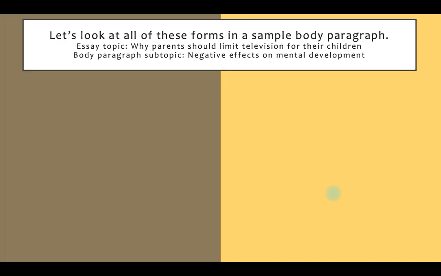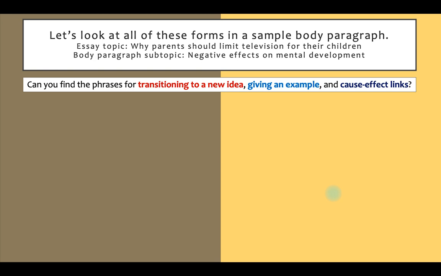So let's look at all of these forms in a sample body paragraph. And we're going to look at a topic about why parents should limit television for their children. And the body paragraph subtopic is about its negative effects on mental development. While we read through the paragraph, see if you can find the phrases for transitioning to a new idea, for giving an example, and of course, as always, our cause-effect links.